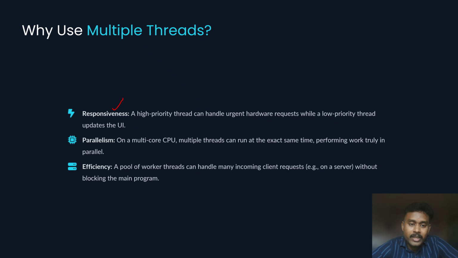And there is a term called parallelism. Parallelism refers to a multi-core CPU where multiple threads can run at the exact same time. That in turn will be able to complete certain processes in a shorter time period. So parallelly, we are able to run more threads, and efficiency is also improved, since they can handle many inputs based upon the requests they are receiving without blocking the main program.